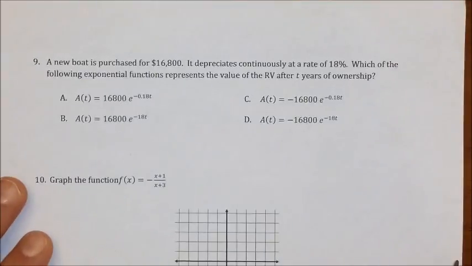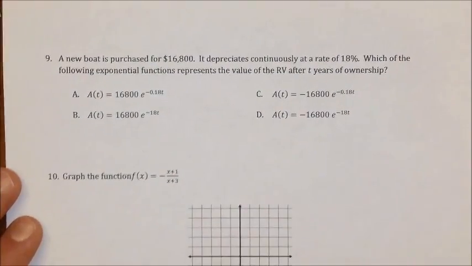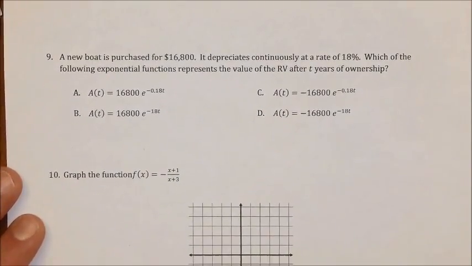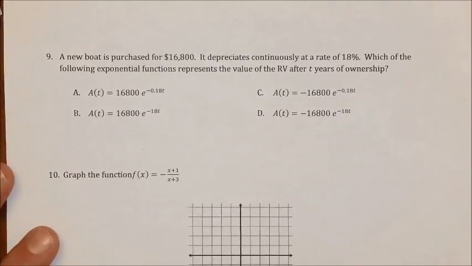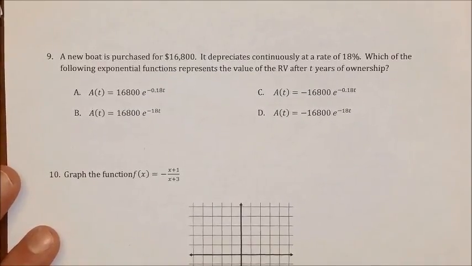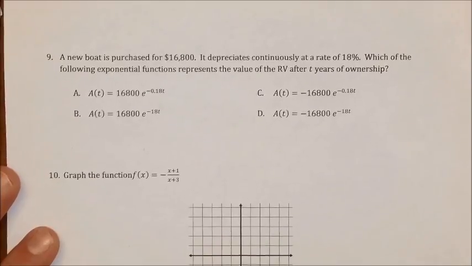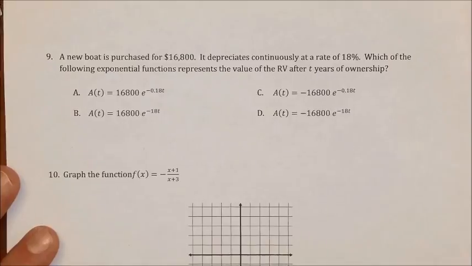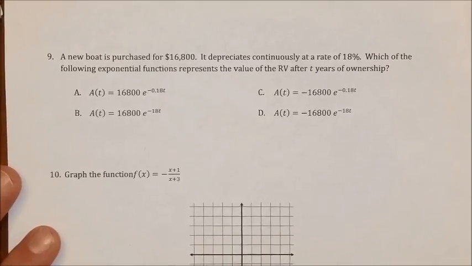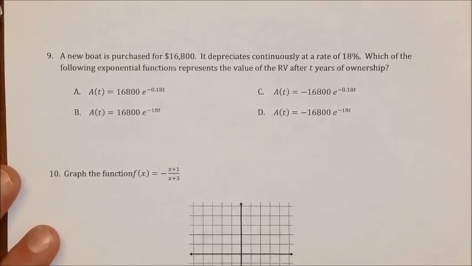On question number 9. A relatively easy question, but I can see how the answer choices may confuse a few of you because they're all so similar. It says a new boat is purchased for $16,800. It depreciates continuously at a rate of 18%. Which of the following exponential functions represents the value of the RV after t years of ownership.